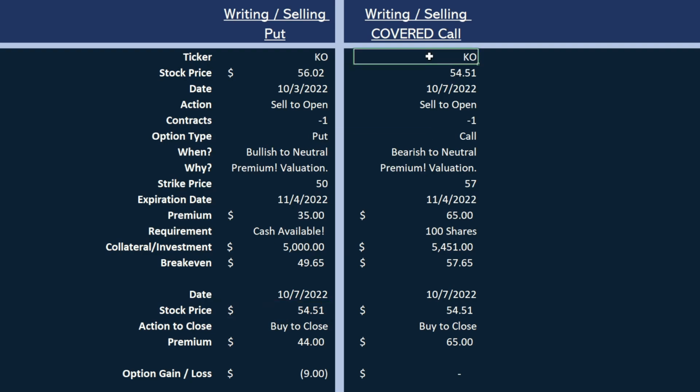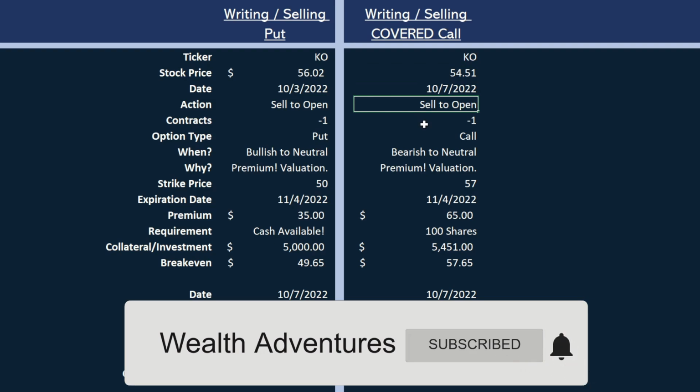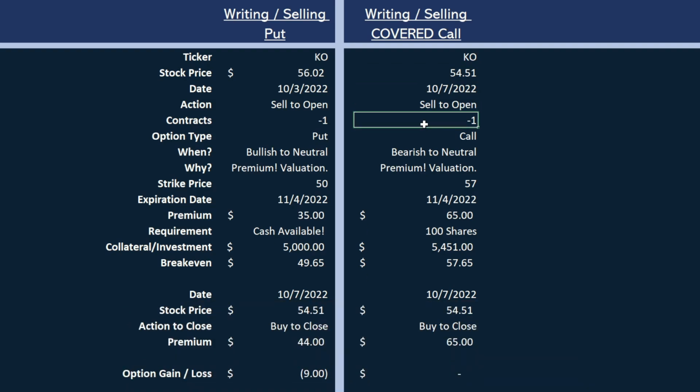So again, Coca-Cola, but now the price is $54.51. It's 10-7 after the close in this case. And we are going to sell to open one contract. Because we're selling to open, I put -1, right? And now it's a call contract. So remember, a put allows someone to put stock to us, but a call contract allows them to call away our shares. So again, we'll talk more about this and what makes it a covered call in a second.